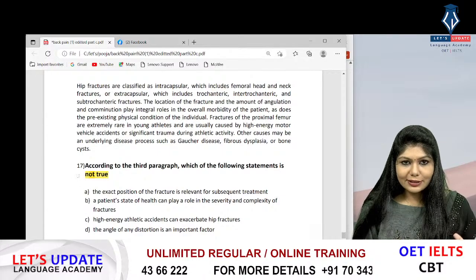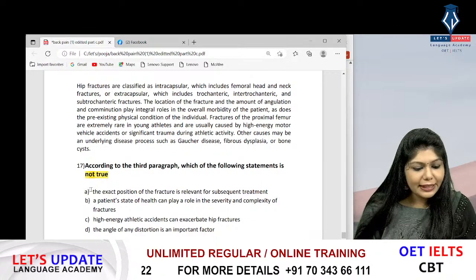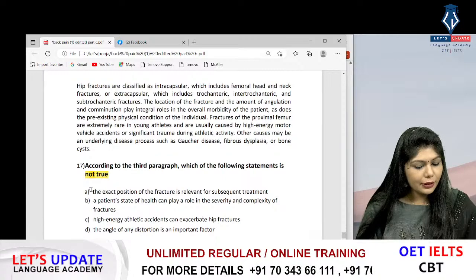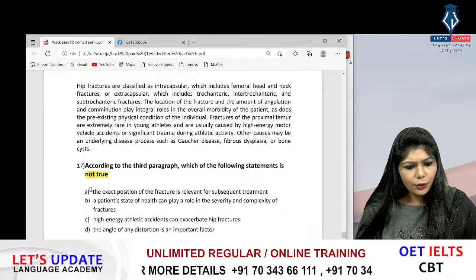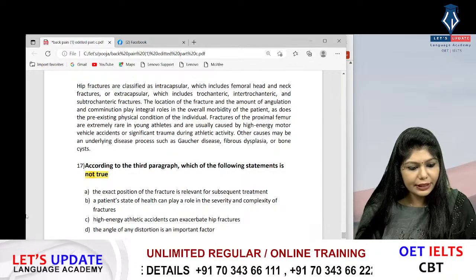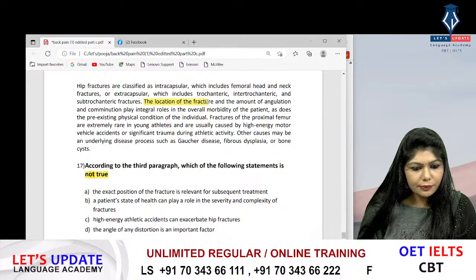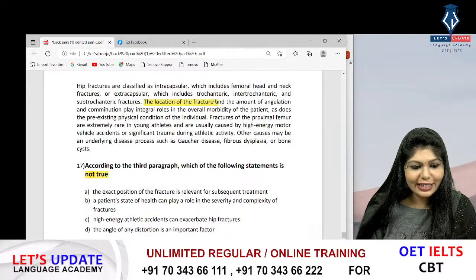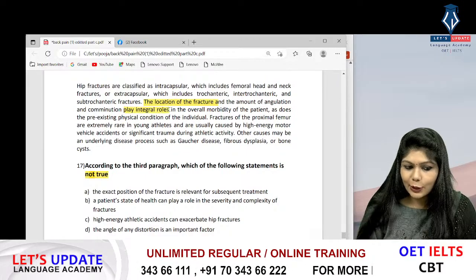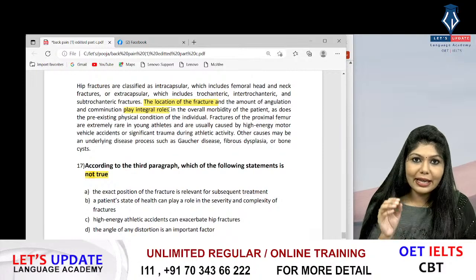Okay, so let's look at this. Look at option A: the exact position of the fracture is relevant for subsequent treatment. Is that mentioned? What do you think? The exact position, yes, definitely it is mentioned, because the location of the fracture is mentioned, and they say it plays integral roles. So definitely the exact position of the fracture is relevant. So option A is true, it is mentioned.